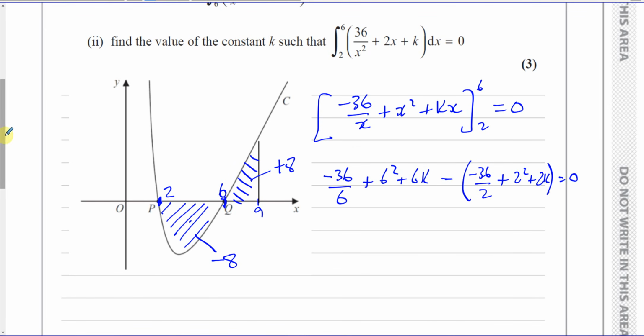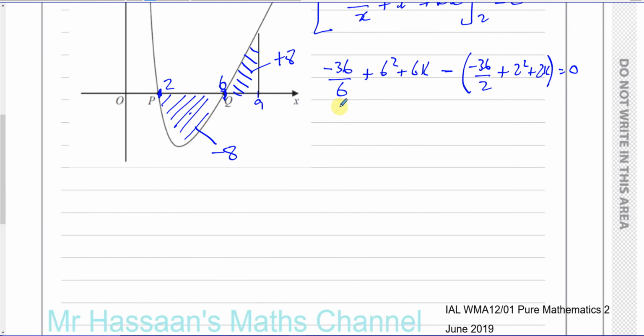So let me just make a bit more space here. Minus 36 over 6 is negative 6, plus 36, plus 6k. You're going to have a minus, and a minus gives you a plus, so you have plus 18. You have a minus, and a minus gives you a minus, so that's negative 4, and minus 2k is equal to 0. So negative 6 plus 36 is 30, plus 18 minus 4 is plus 14, so you're going to have 44, plus 6k minus 2k, which is 4k, equals 0.